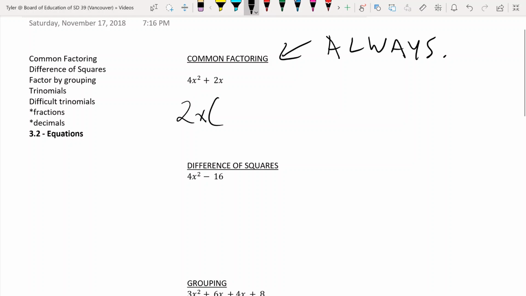Then what I'm going to do is write in brackets what the two terms will become when they're divided by 2x. So 4x squared divided by 2x leaves me with 2x. 2x divided by 2x leaves me with a 1, and there's still that plus in the middle. If you wanted to check to make sure your answer was right, you could use distributive property, rainbows, and check to make sure that it gives you the right answer, and it does. That's it. You just need to find what that common factor is and pull it out.